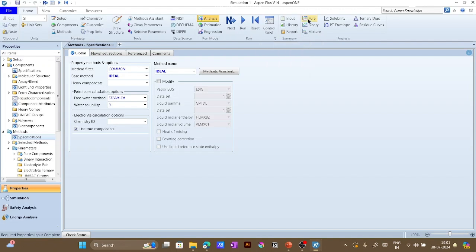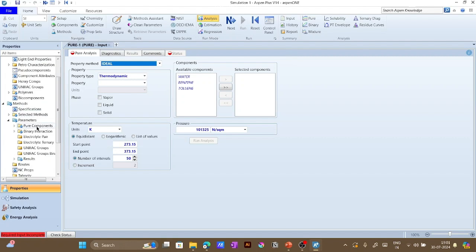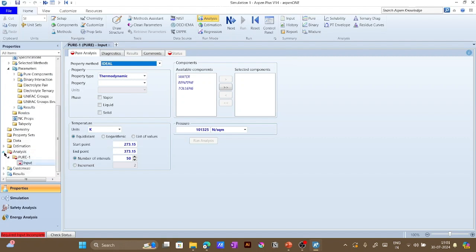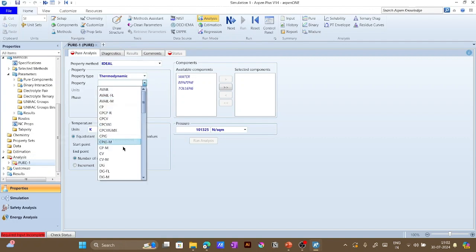So let's say I want to just understand the water property, like I want to see the density variation of water. When I click it, one tab has opened, which is the pure component tab. And then you can see under the analysis tab also, this folder has been created with Pure 1. So Pure 1 is nothing but this system where I want to calculate a thermodynamic property. There is a list of various thermodynamic properties available. Let's say phi is fugacity. I want to, let's go for the viscosity of liquid water.